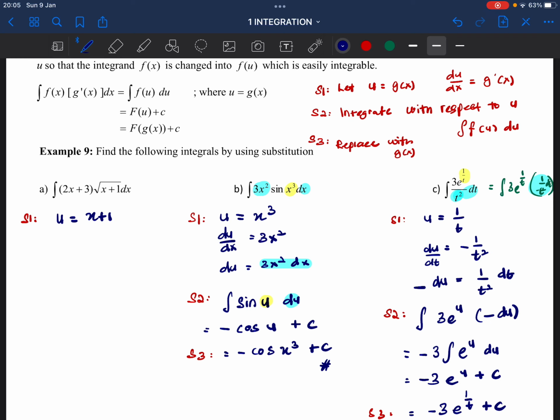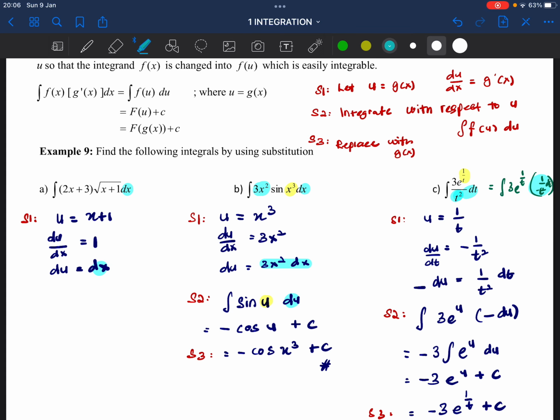You know that you have to differentiate 1 over 2 square root x plus 1. Just very complicated. So we just choose x plus 1 here. You differentiate, du over dx, you will get 1. So let's say du equals dx. We already have our dx here, right?